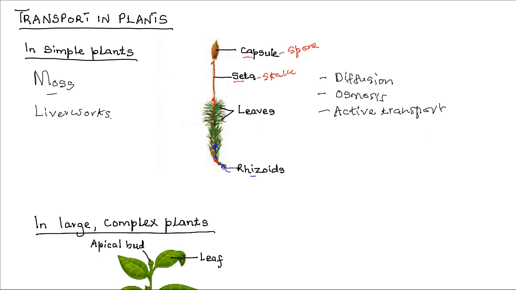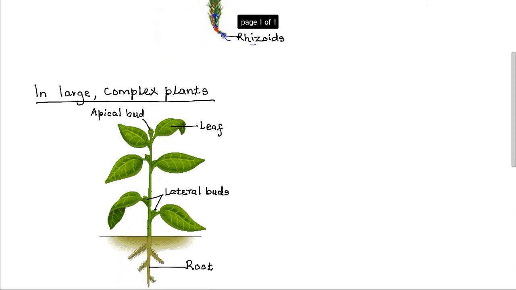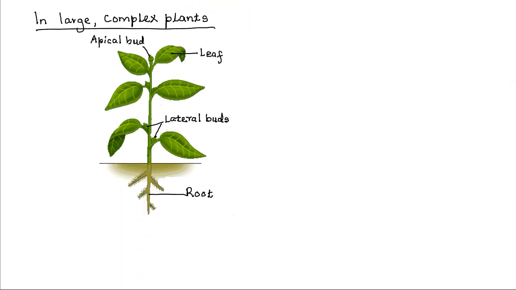So, in these simple plants with large surface area to volume ratio, processes of diffusion, osmosis, and active transport are sufficient to meet the transport needs. For this reason, such plants lack specialized transport systems. But in the larger complex plants, such as, for example, this is a bean plant.